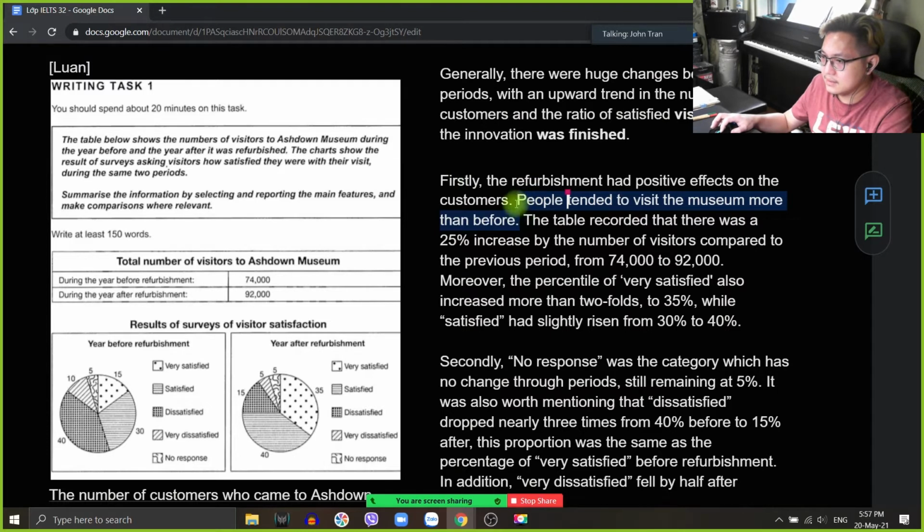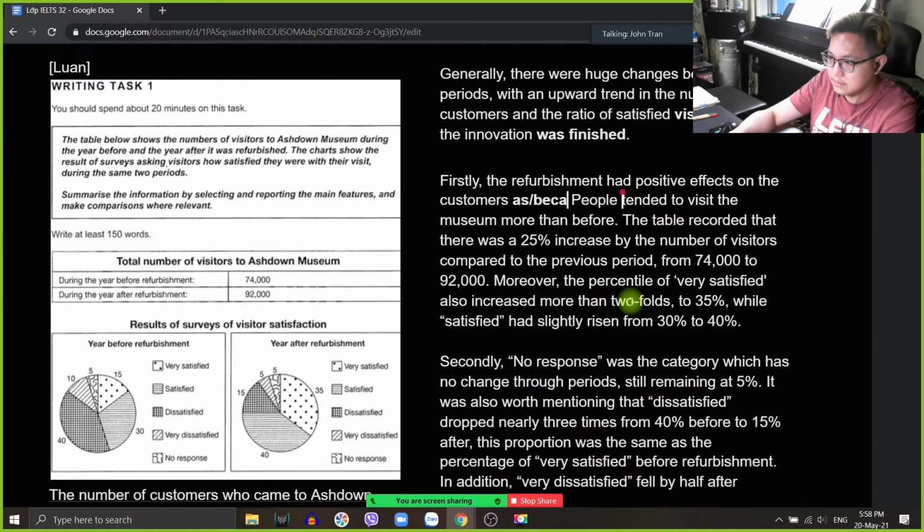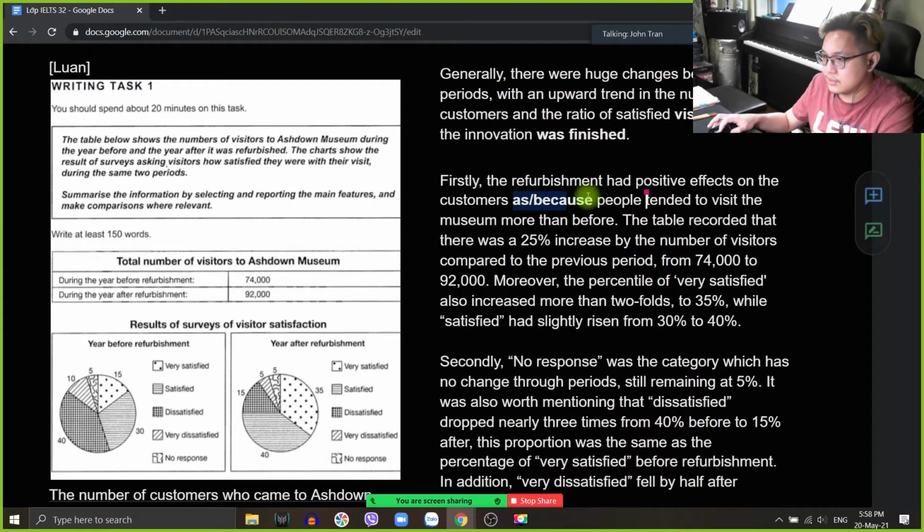It seems like this sentence explains this sentence. So you can say as or because. You can just connect the two with a conjunction, as or because. Okay, because people tended to visit the museum more than before.